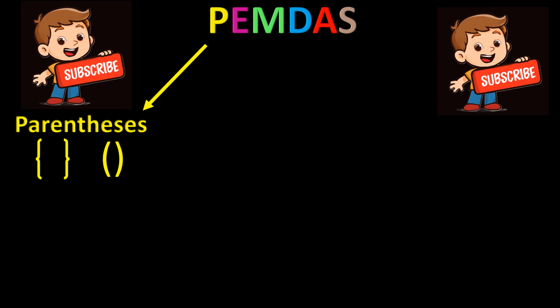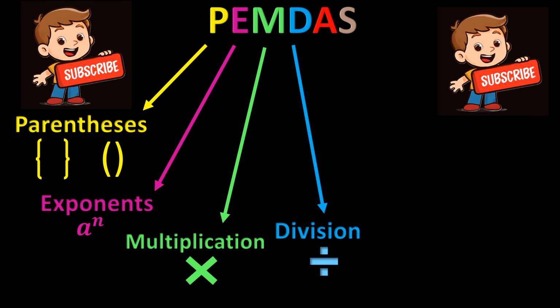First, we handle parentheses. Any calculations inside parentheses, or brackets, must be done first. Next, we deal with exponents. This includes powers and square roots. If there's an exponent, we solve that right after the parentheses, then comes multiplication and division. These two are equal in priority, so we just go from left to right. Whichever one appears first, we do it first.